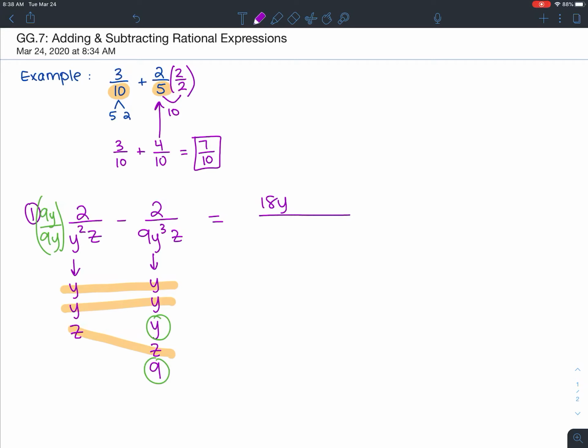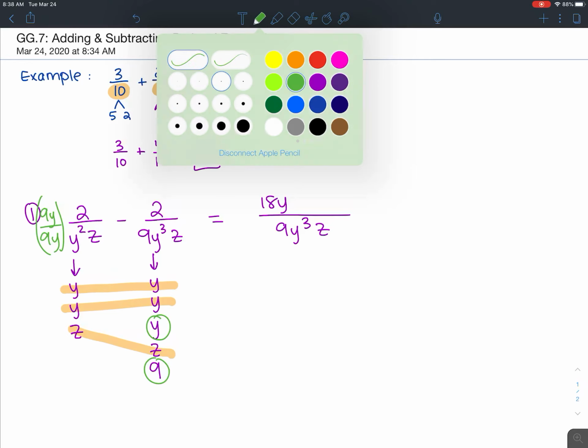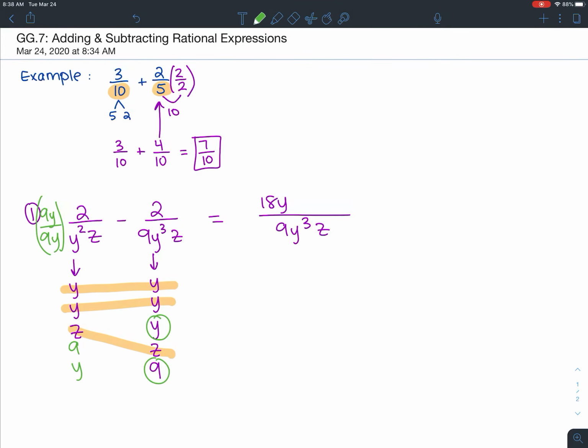And if I've done my math correctly, then our denominator should be 9y cubed times z, because if I add a 9 and a y to this denominator, because we're multiplying, I have 9y to the 1, 2, 3, cubed, times z. Now I didn't have to multiply the second one by anything, but I have to remind myself that I am subtracting here. So I put the minus 2 here, and that's all we can do. We can't factor anything else out, so we are done.